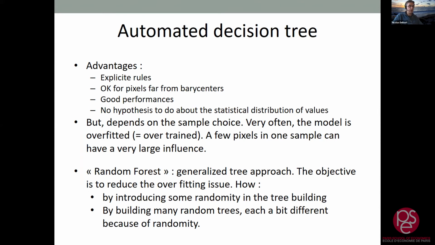So basically, in order to solve this overfitting issue, the random forest was introduced, which is a sort of generalization of the decision tree approach. The objective is to reduce this overfitting issue. And how does it do that? It does that by introducing some randomness in the tree building. And so it will build some decision trees. Each of them will be a little bit different, and it will build a lot of decision trees. So let's see how it introduces this randomness.